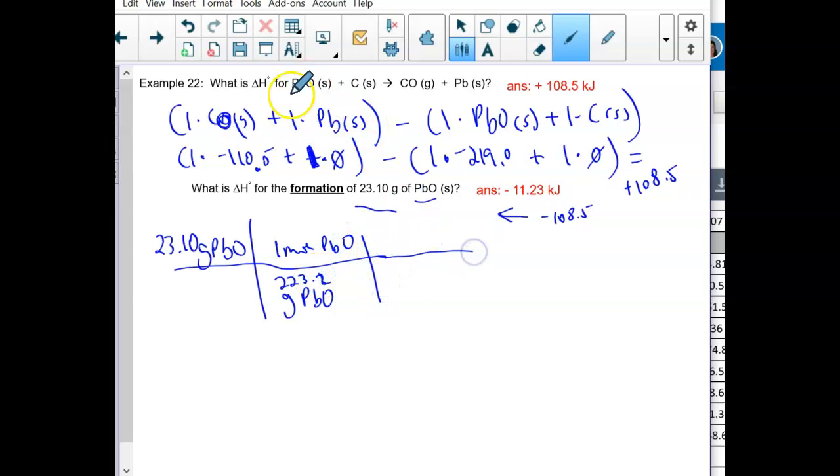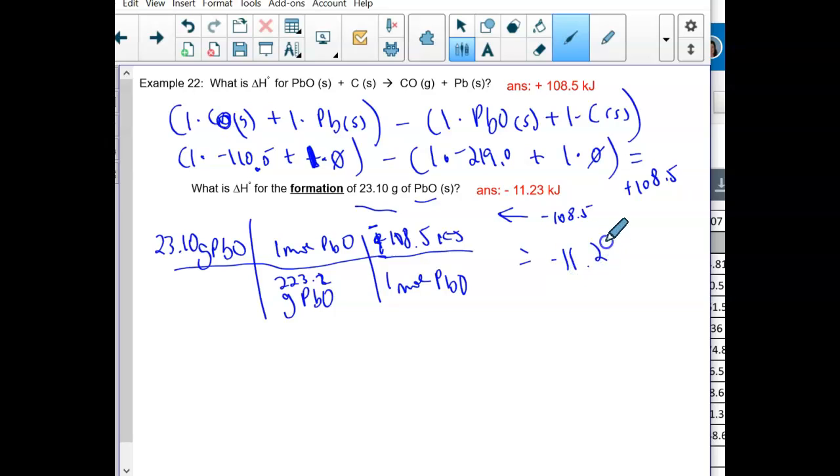And then from the balanced equation, I know 1 mole of PbO equals negative 108.5 kilojoules, not positive, negative, because I had to reverse it. Why negative? Because remember, formation means we have to reverse the reaction. So let's try that: 23.10 times negative 108.5, divided by 223.2, and I get negative 1123 after rounding. So we do get our answer in red.